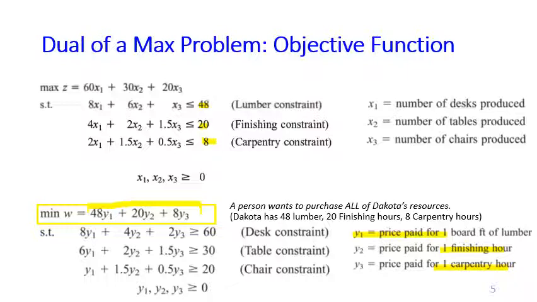Of course, from the point of view of this person, he or she would like to minimize the total price, right? Because that person wants to purchase all of Dakota's resources with as little money as possible. So that's why in the dual problem the objective becomes minimization, and he or she wants to minimize the total price that he or she needs to pay for purchasing all resources that Dakota has.